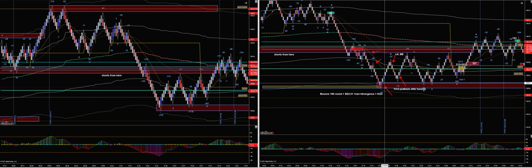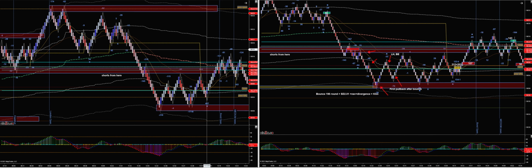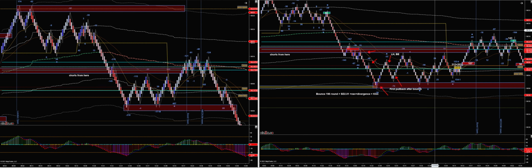We had some setups here already at the bond open. We had the breakout. We had this bounce. This was before the bond open, by the way. We had the bounce of this level, first pullback after the bounce. I mentioned this in a previous video. So this was the bond open.